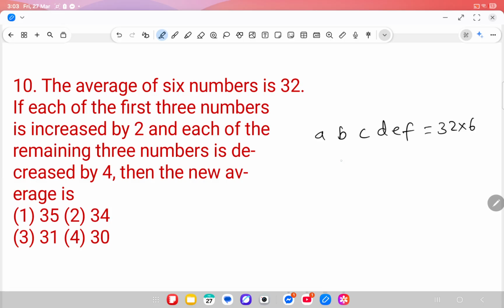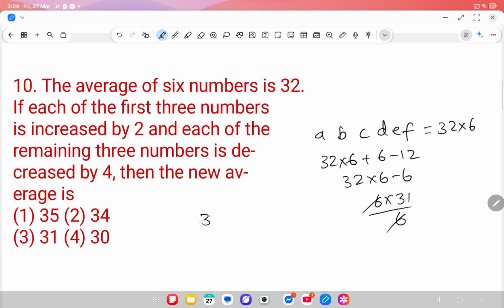The first 3 is increased. Now 32 into 6. First 3 is increased by 2, means 3 into 2, 6. The next 3 is decreased by 4, means 3 into 4, 12. So the total becomes 32 into 6 minus 6. 6 take out common into 31. Now what is the average? 6 and 6 get cancelled, 31.